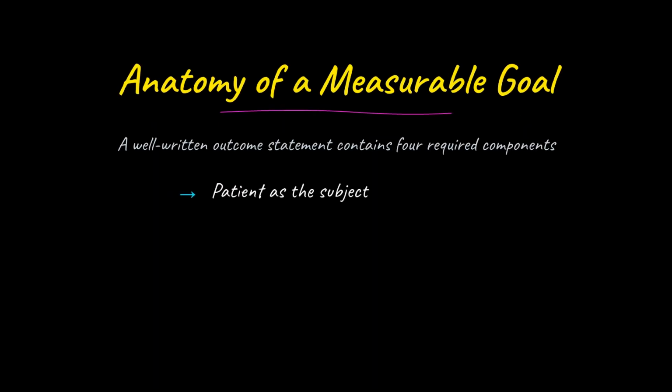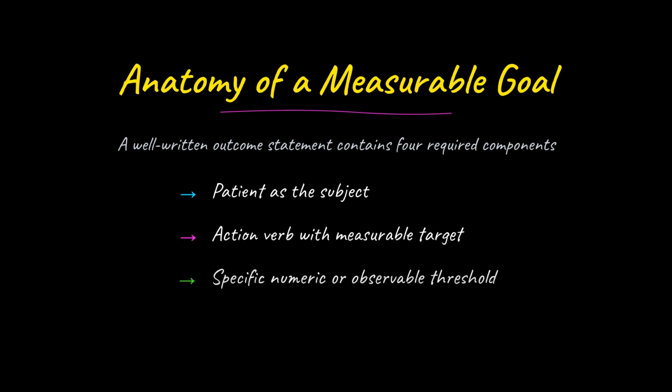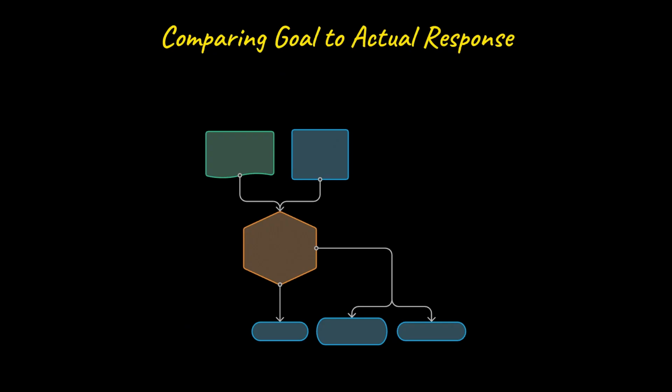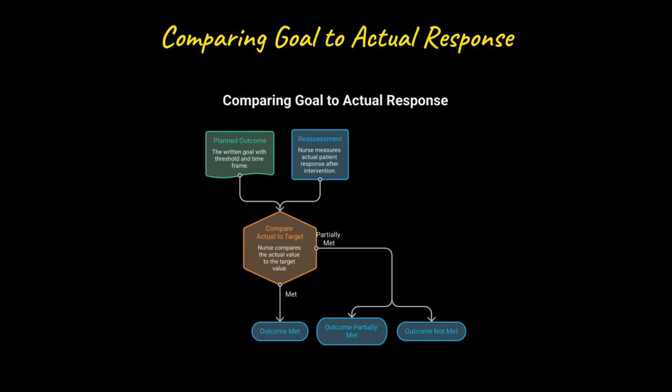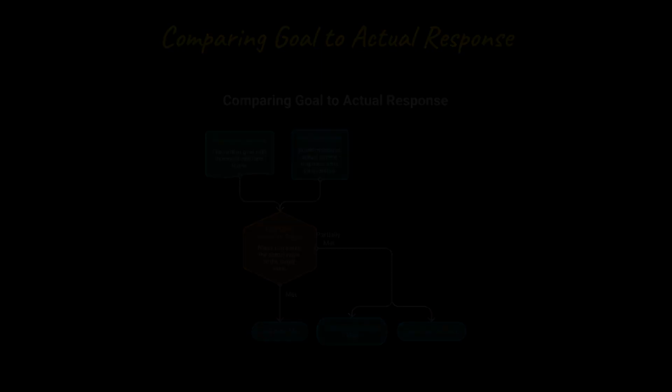Evaluation only works when the original goal was written to be measurable. A strong outcome names the patient, uses an action verb, sets a concrete threshold, like pain at 4 out of 10 or below, and specifies the time frame for reassessment. The mechanism works as a direct comparison. The nurse reassesses the patient after the intervention and holds that result against the original target. The match or mismatch between actual and planned determines the label that goes into the chart.